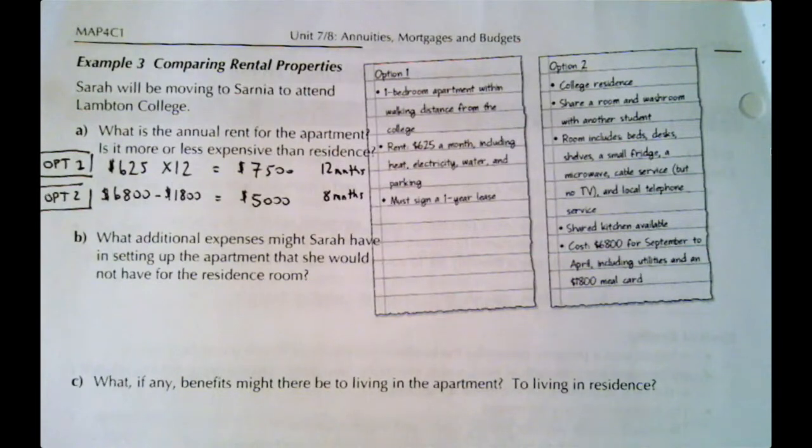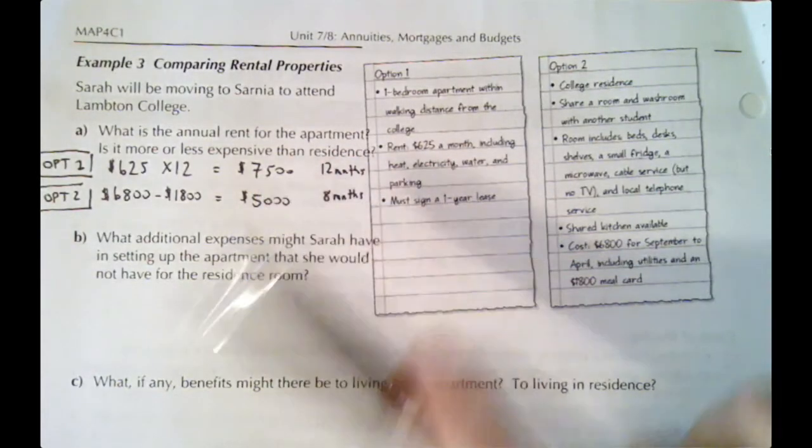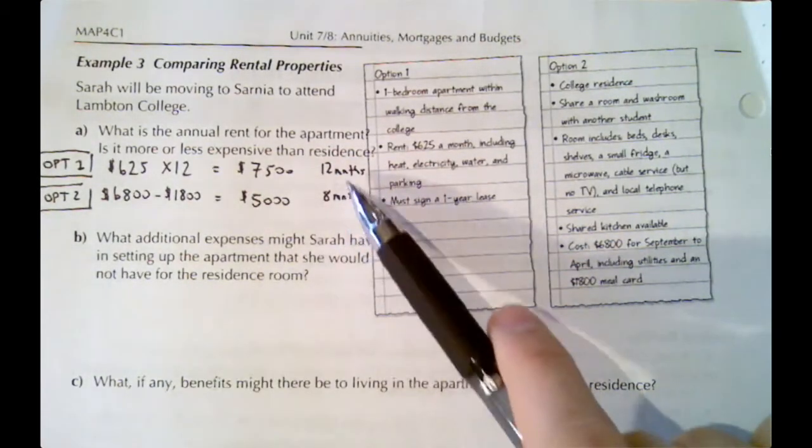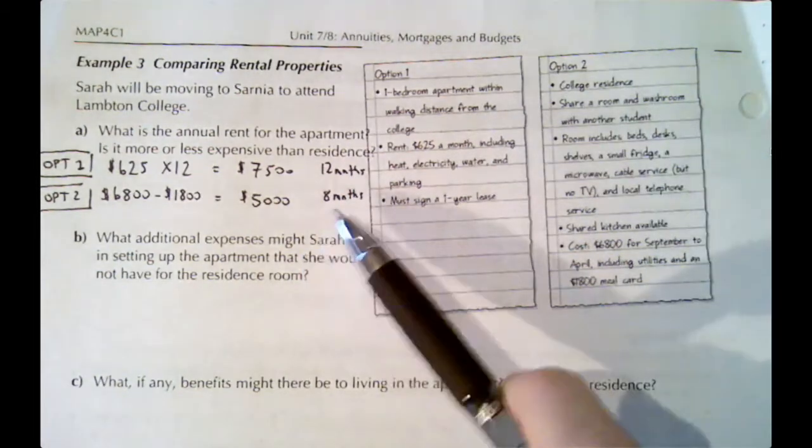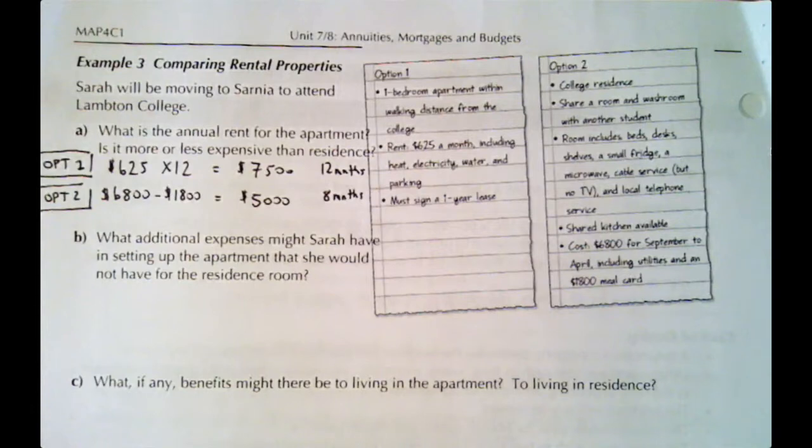So in your first year at college, are you staying in Sarnia for the entire year? That might factor in, because if you are, the apartment might be looking kind of good considering you get it for the 12 months. Versus residence, after your 8 months are up, you have to find a new place to live unless you're going to move home.